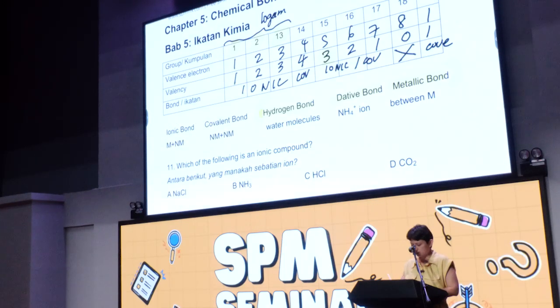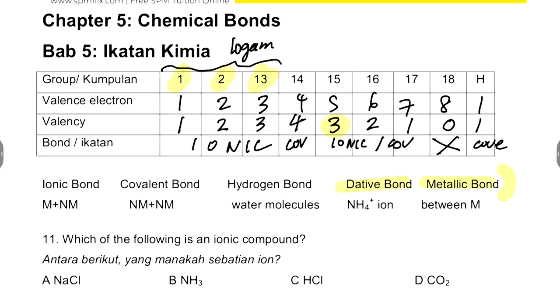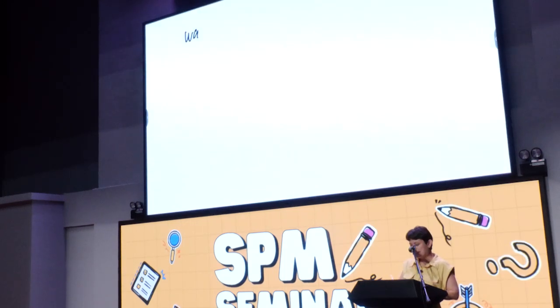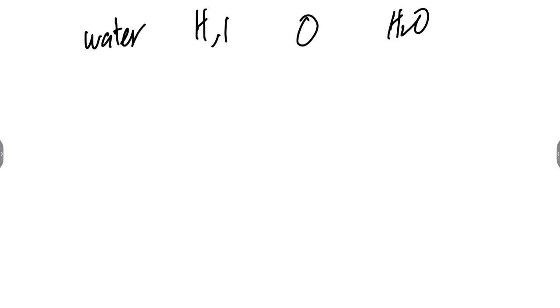Covalent and ionic. What is this hydrogen bond? Hydrogen bond, you only need to know one, water molecules. Semua lukis molecule air sekarang. Everybody draw a water molecule. I give you clue. Water has hydrogen and oxygen. The formula is H2O. Hydrogen, one electron only. Oxygen is 2,6. Draw. Everybody draw. Try.